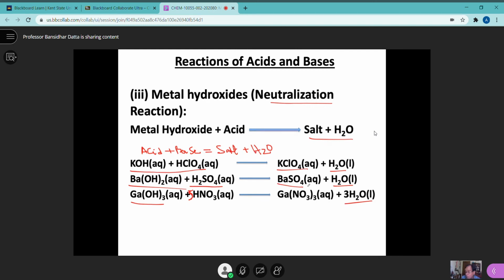All right, so that's the metal hydroxide. That's basically the reaction of metal oxides and metal hydroxides. We're going to move on, okay?